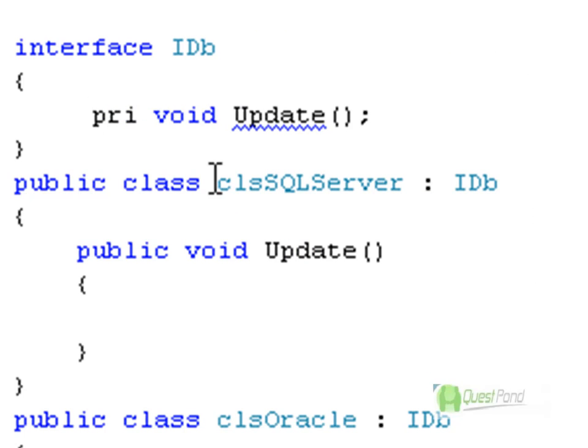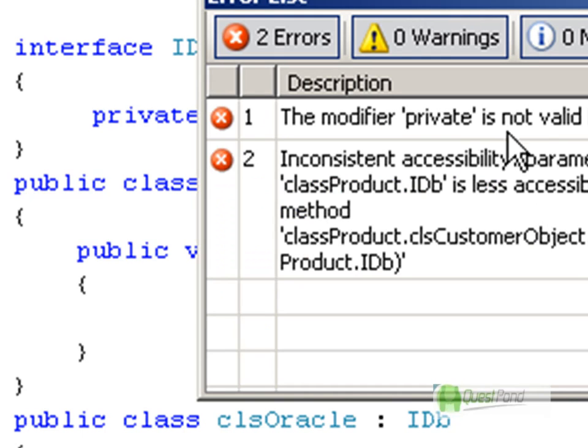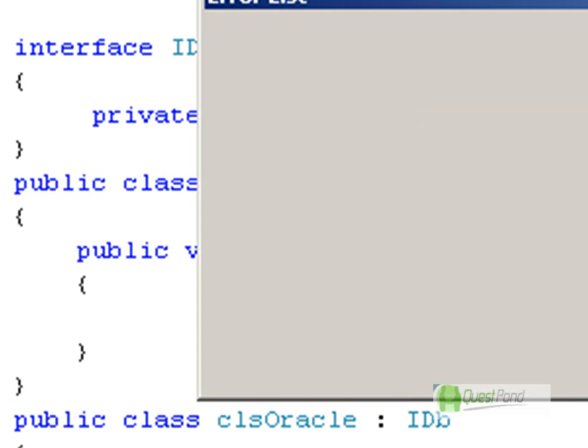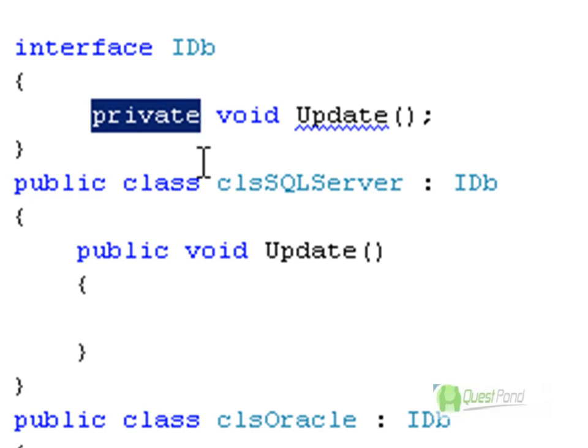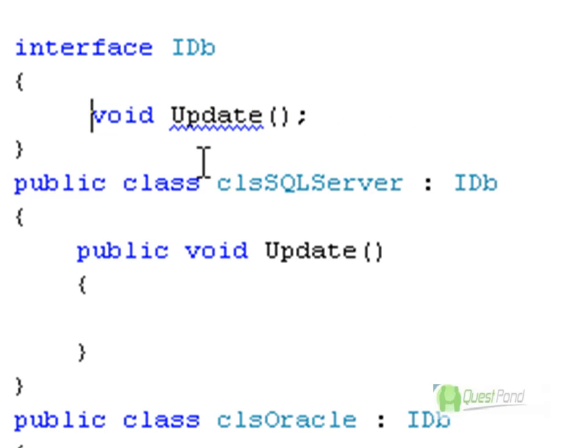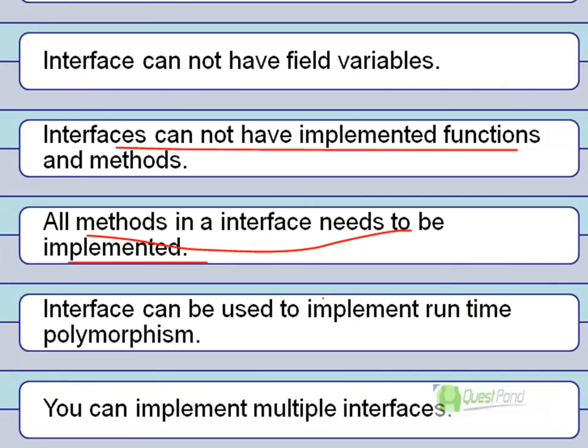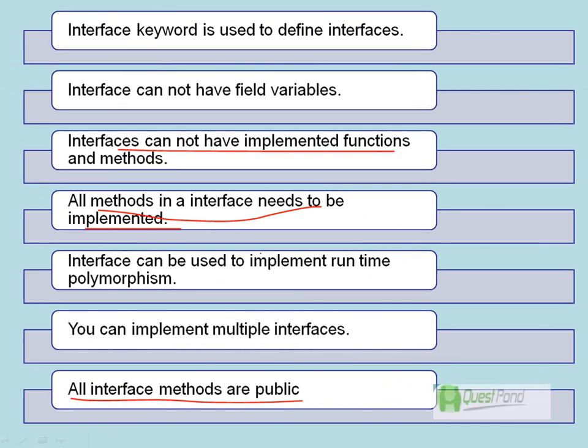If you try to define this as private, it will again throw an error. So you do not need to define private, public, protected, or any kind of access modifier on interface methods, events, functions, or properties. By default, all the methods of interfaces are public. So that's the third point to remember.